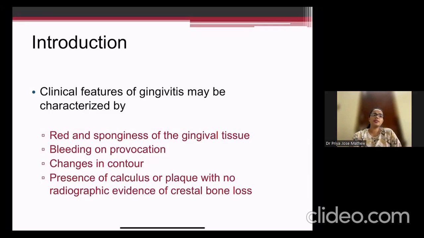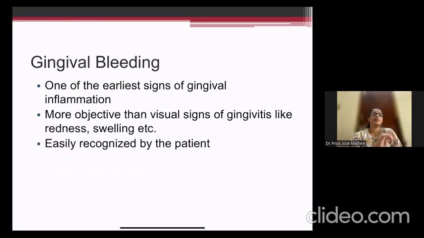Now, the others are also the changes that are seen in gingivitis. Some of these changes proceed along with the gingivitis too, when they reach the stage of periodontitis. Now, gingival bleeding is considered to be one of the earliest signs of gingival inflammation. Okay, so we know that the advanced stage of gingival inflammation is periodontitis. So the earliest sign of gingival inflammation is gingival bleeding.